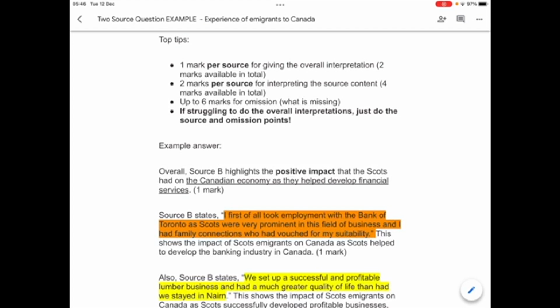So for source B, I say overall, source B highlights the positive impact that the Scots had on the Canadian economy as they helped develop financial services. So the first source was very much all about the kind of economic impact of Scots. So I get 1 mark for summarising the viewpoint of that source.